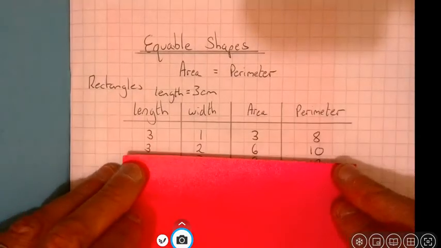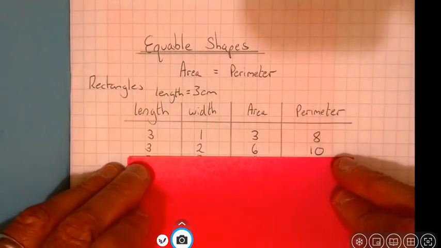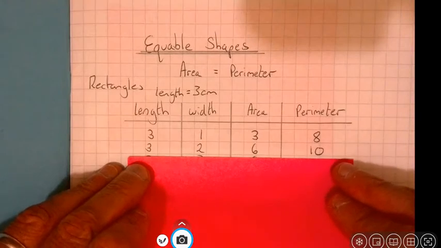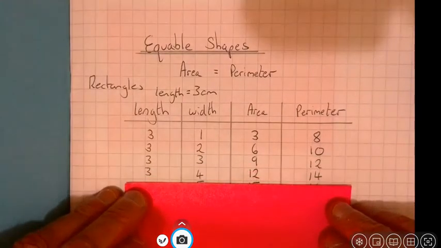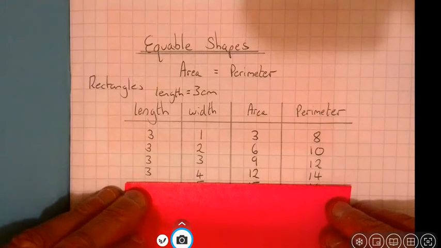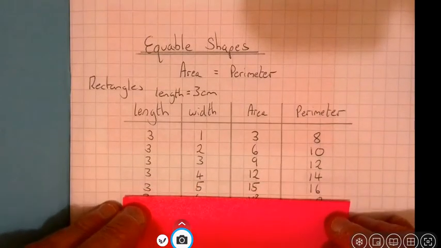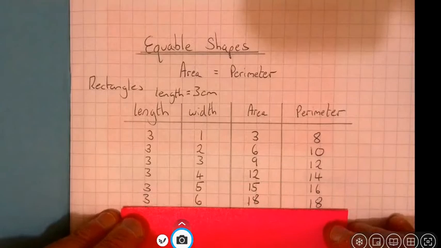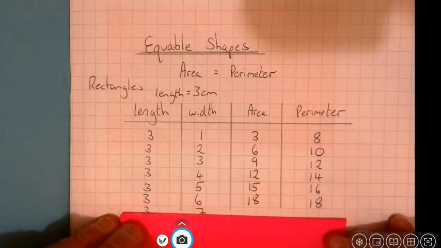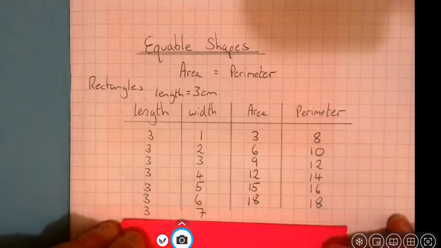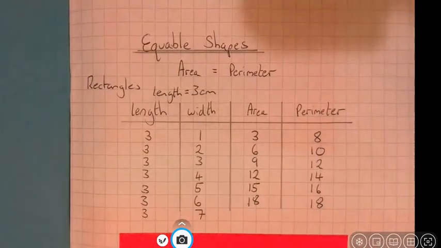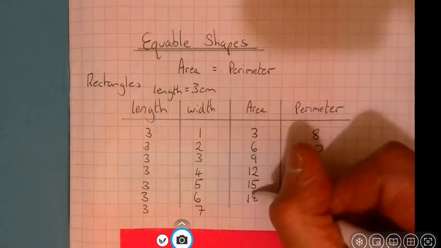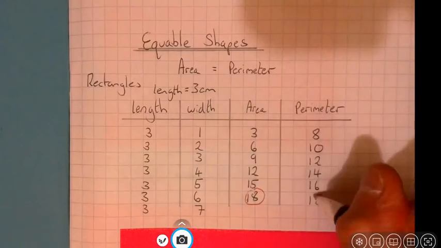And then we thought 3 by 2, and we did the same. We did 3 by 3, 3 by 4. Notice the nice, neat table. 3 by 5, 3 by 6. Oh, wait a minute. I was going to carry on, but then I found an equable shape. Look, these two are the same.